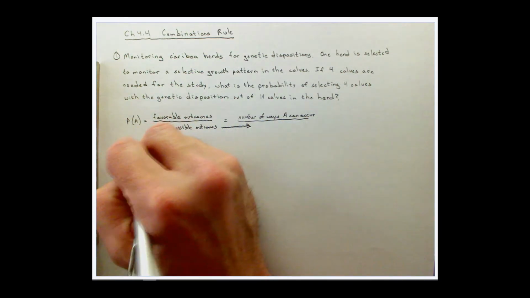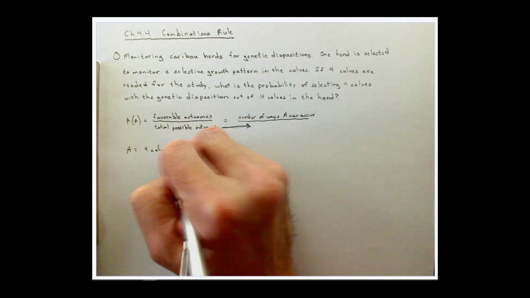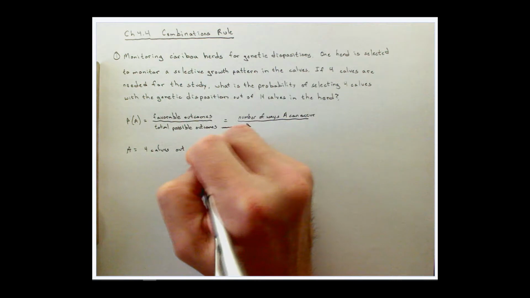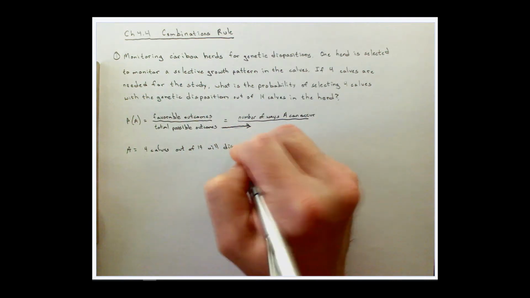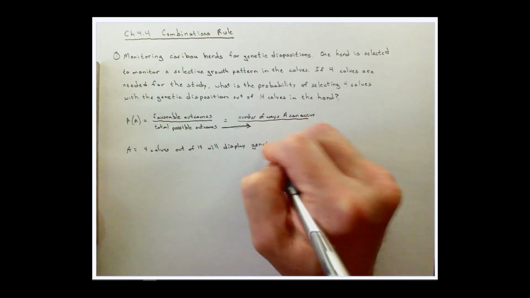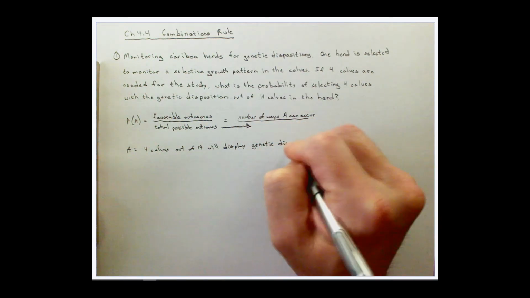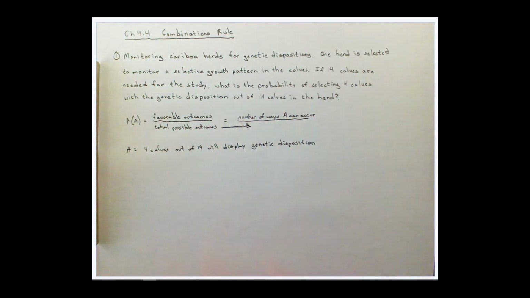So what is the event that we're looking at? Well, what A equals is, we're simply looking at four calves out of the 14 will have the genetic disposition. So that way we have a better understanding. Okay, this is what we're looking at and this is what we're dealing with.